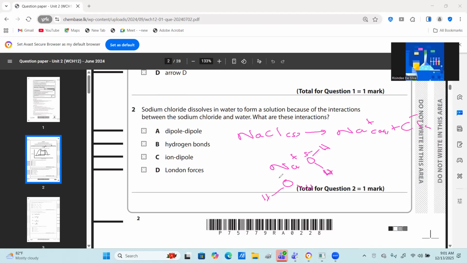Then there will be attraction between the ion and a polar molecule, because of the dipole in the polar molecule. Because of that, we can classify the interaction between sodium ion and water as ion-dipole. So the correct answer is C.